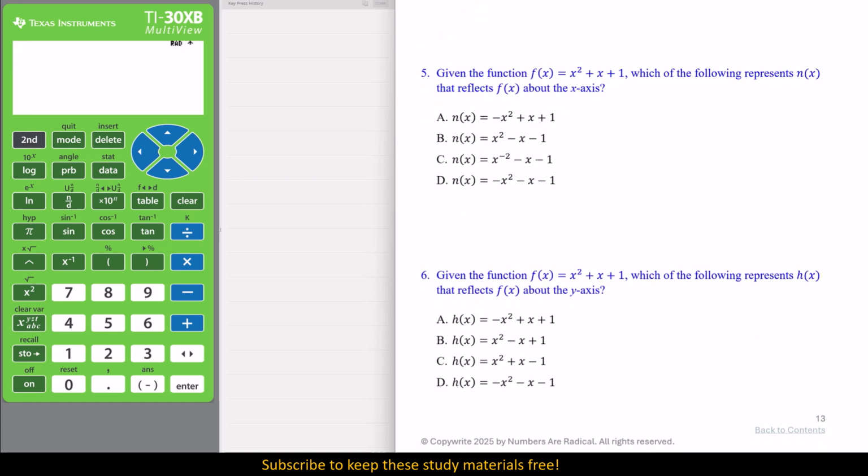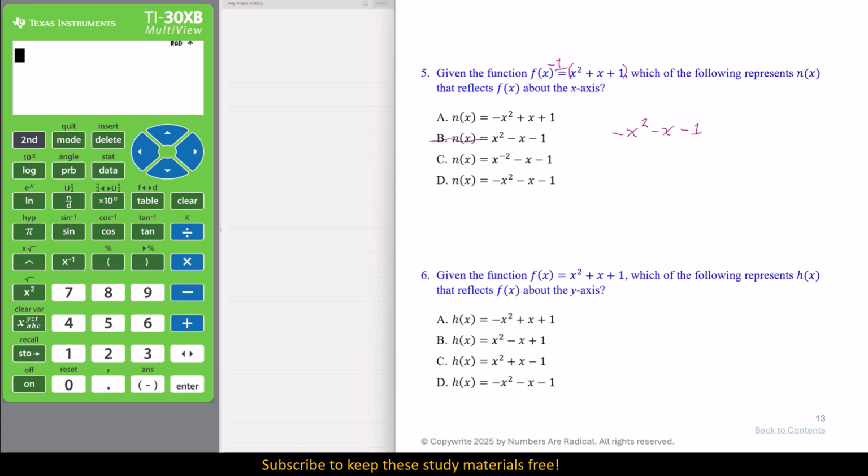Given the function f of x equals x squared plus x plus 1, which of the following represents n of x that reflects f of x about the x-axis? Okay, we're going to do the same thing. Take the entire f of x and multiply it by -1. Well, what does that give us? Everything needs to be negative: -x squared and -x and -1. It all started out positive. Now each term must be negative, okay?